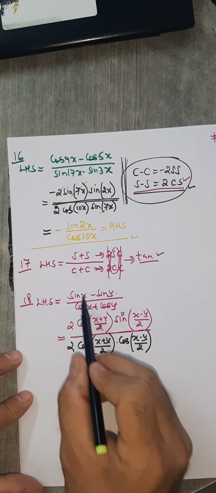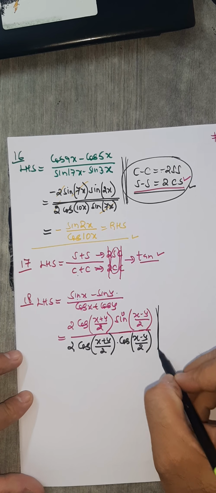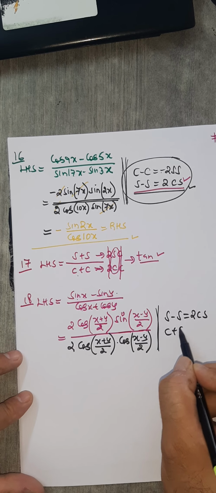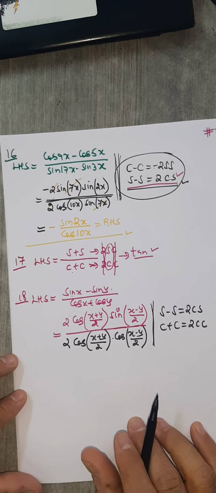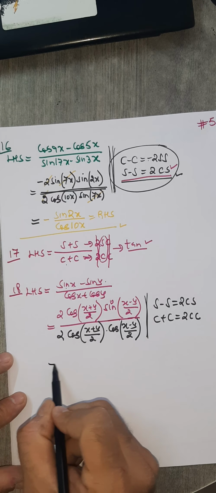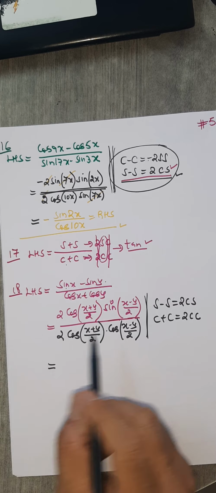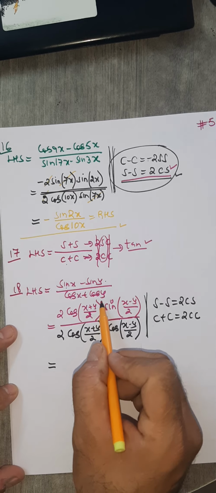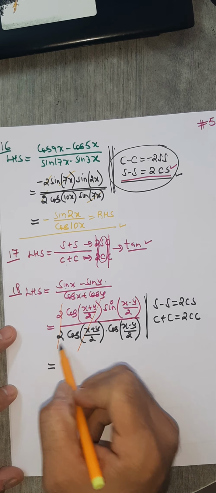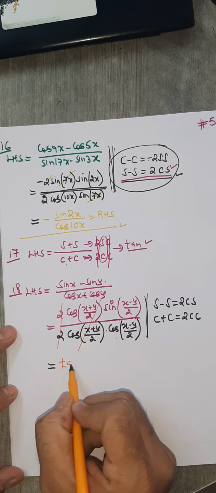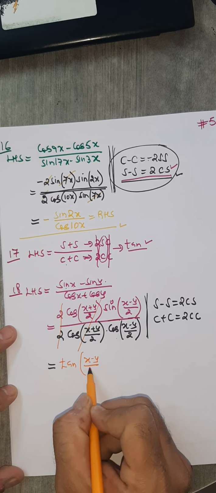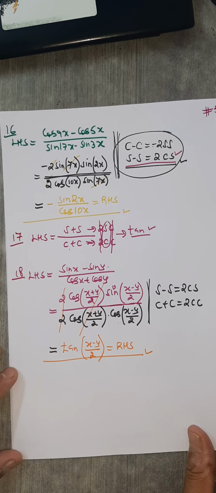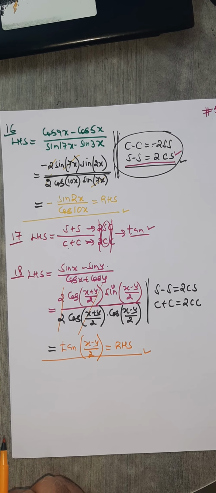C plus c, 2cc, s minus s, I write here again, s minus s, 2cs, c plus c, 2cc, remember, based on formulas only. Practice makes you perfect here. Now you see that this would get cancelled, 2 will get cancelled, sine upon cos, it is tan of x minus y by 2, which is RHS. These are not high level questions, remember, these are the basic questions. Okay.